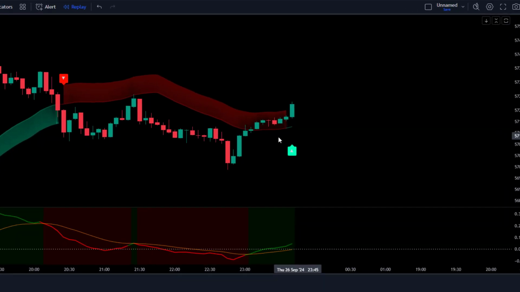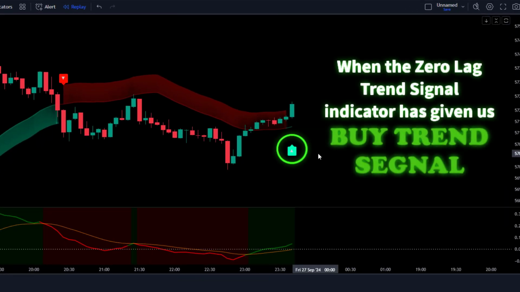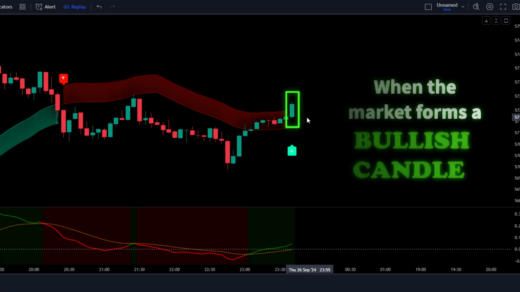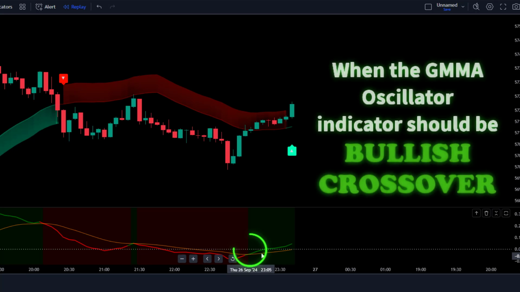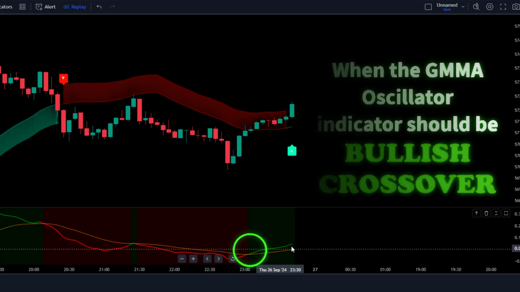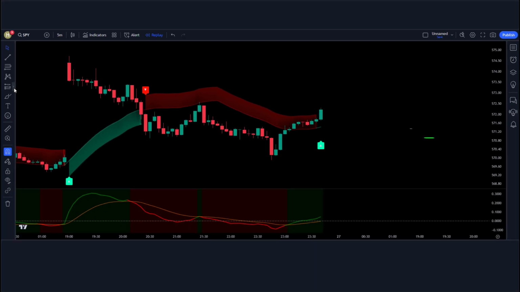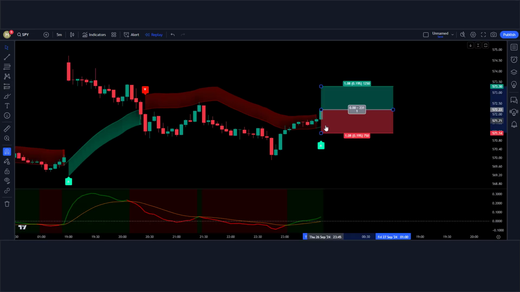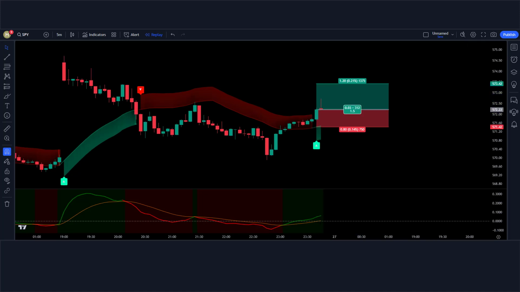Now, let's understand the concept where we will take buy and sell trades based on their conditions. When the zero lag trend signal indicator has given us a buy trend signal, when the market forms a bullish candle, and when the FxMAPA oscillator indicator has a bullish crossover, if this condition is fulfilled, then we will place a buy order. Our stop loss will be placed at the zero lag trend signal indicator's basis level, and the risk to reward ratio will be 1:1.5.